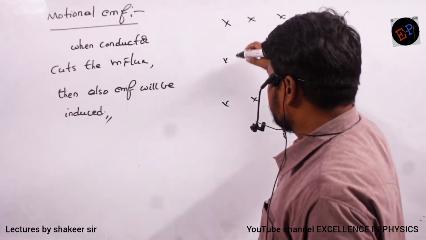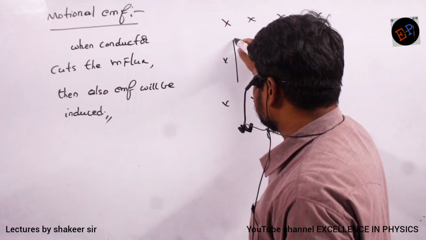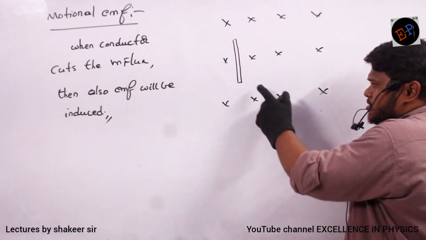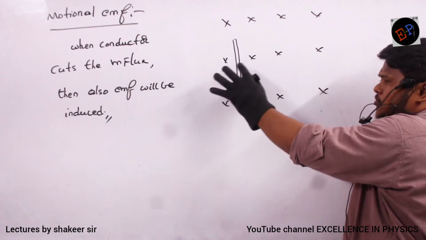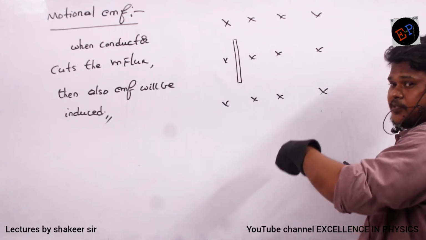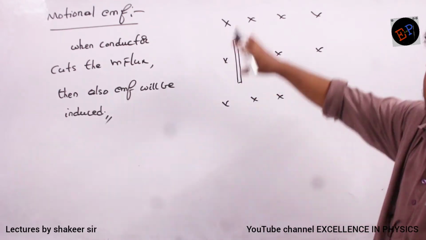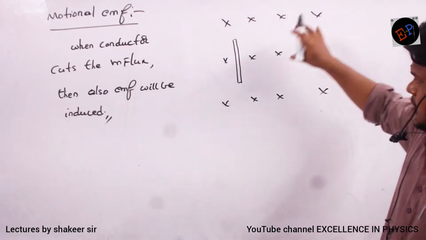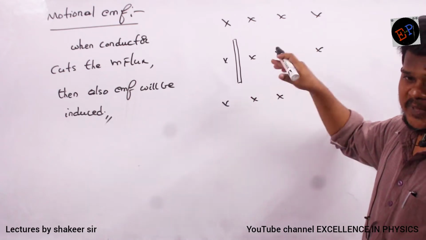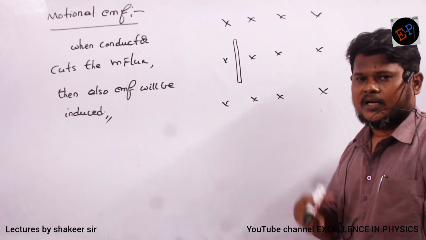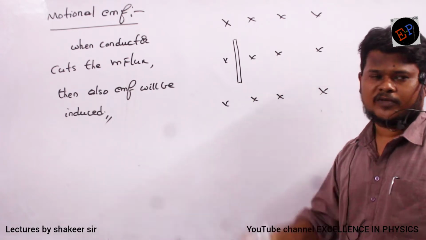Now in this magnetic field I am taking a conductor. So this is a conductor. Okay? Now this conductor, I have to move in this field such that it cuts these magnetic lines of force. So if these magnetic lines are cut by this conductor, then EMF can be induced. And if it is a closed conductor, current also will flow.